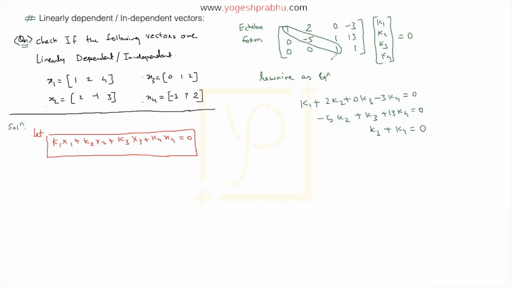Now, if you look at this matrix, this has got 3 non-zero rows. The first, second, and third. All 3 rows are non-zero. And the number of non-zero rows is nothing but the rank of a matrix. So this has got rank 3. And if you see, the variables of the system of equations are K1, K2, K3, K4. So n is equal to 4. That's the number of variables you have in the system of equations.